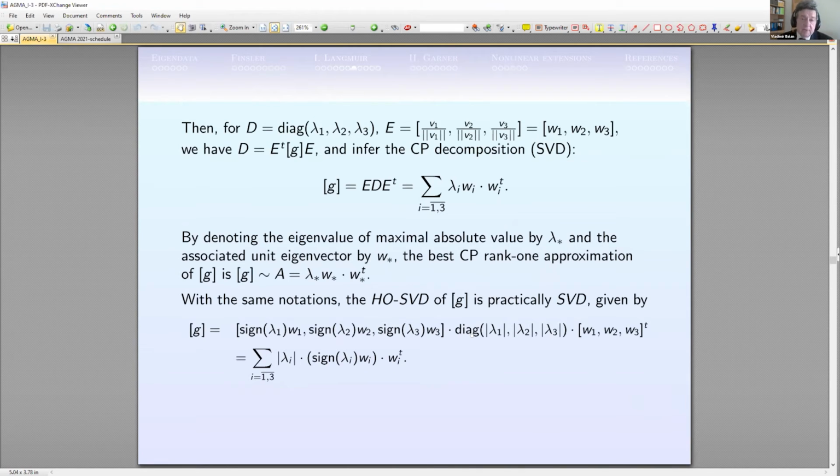And we have eigenvalues, eigenvectors, everything goes like in classic theory. But here also we have HO-SVD, which also relies on the diagonalization.